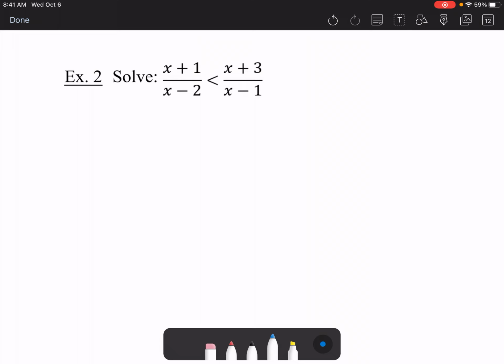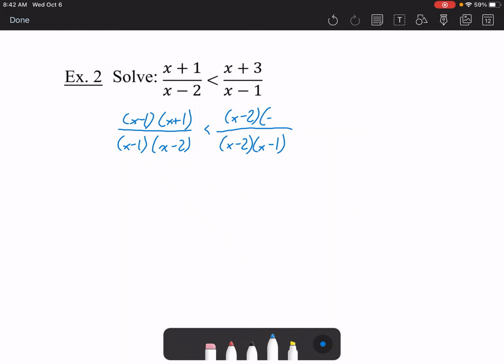So again, first find your lowest common denominator. So in this case, multiply both sides by x minus 1. On the left-hand side, both the numerator and denominator. And we're going to multiply the left-hand side by x minus 2. Right-hand side, both in the numerator and denominator.